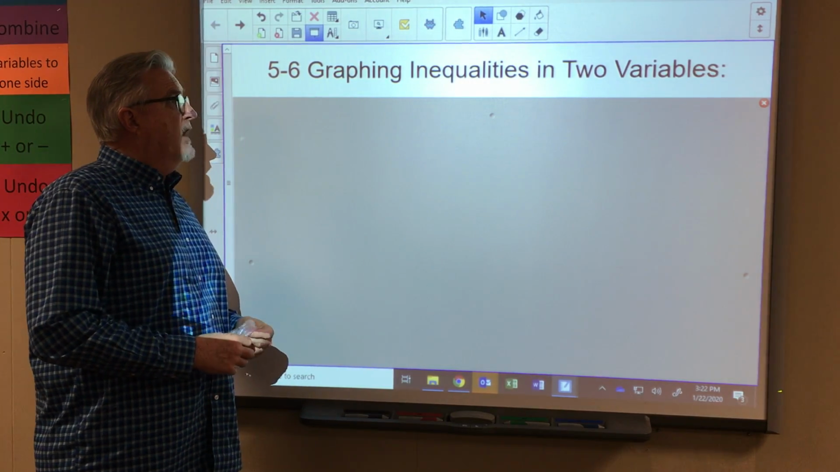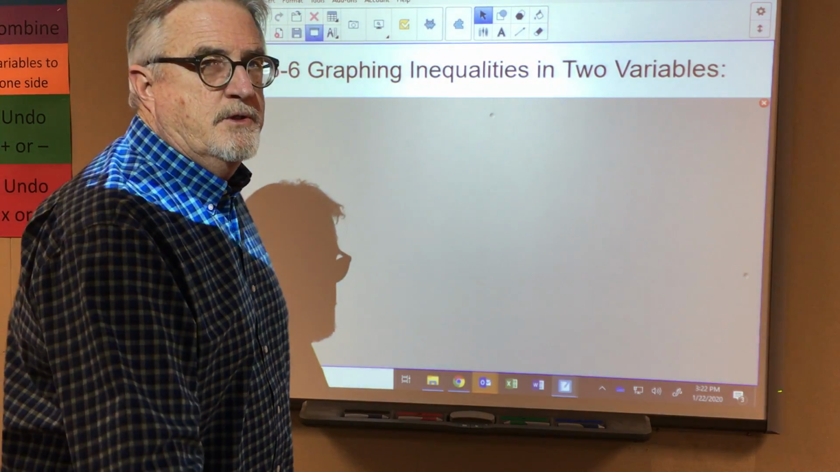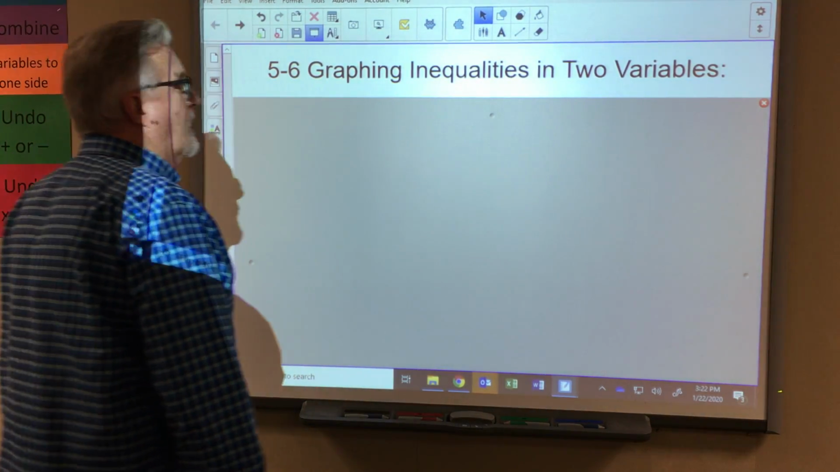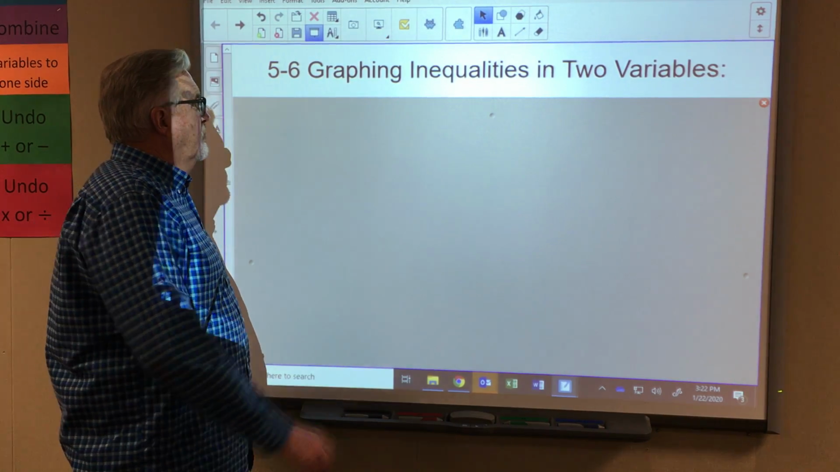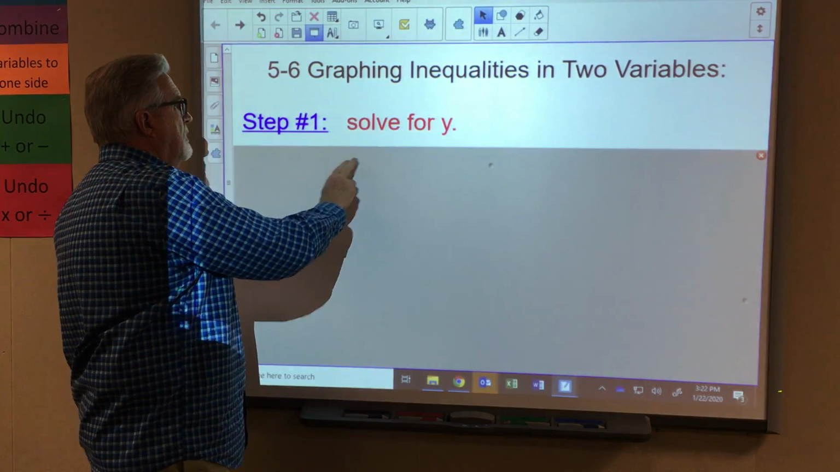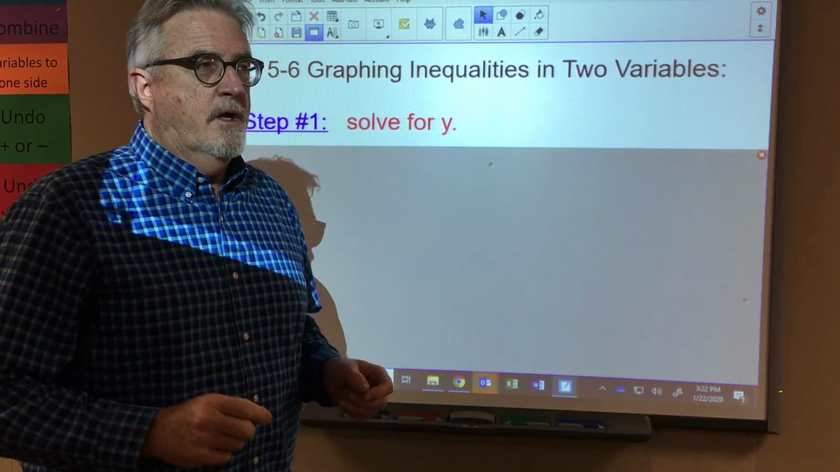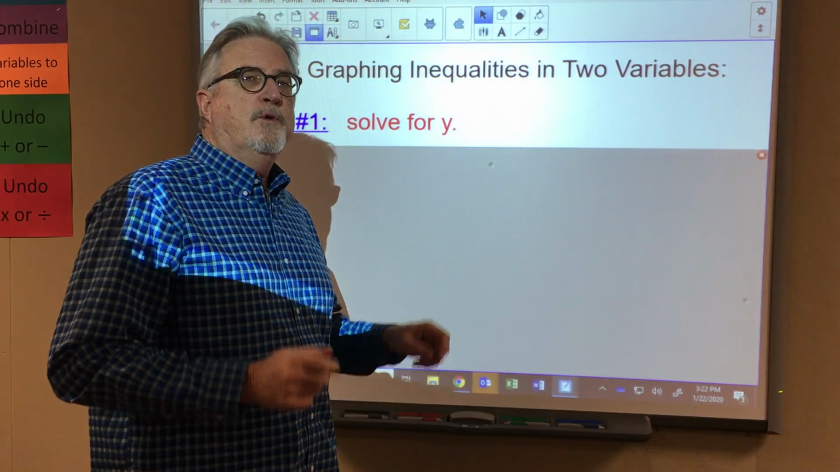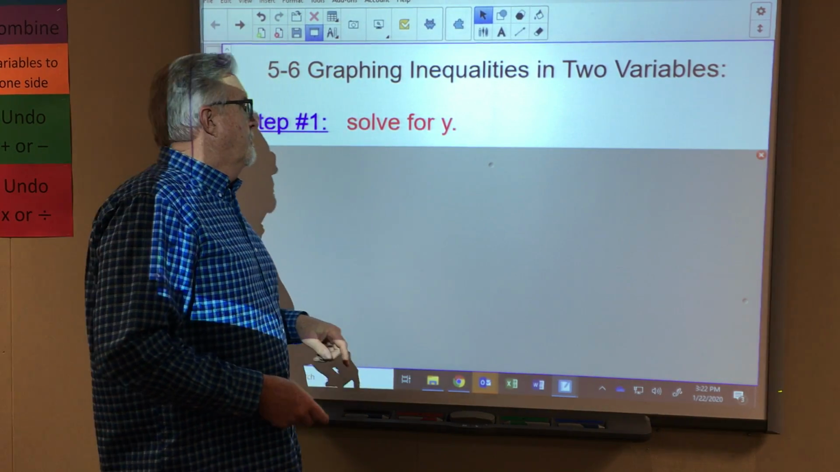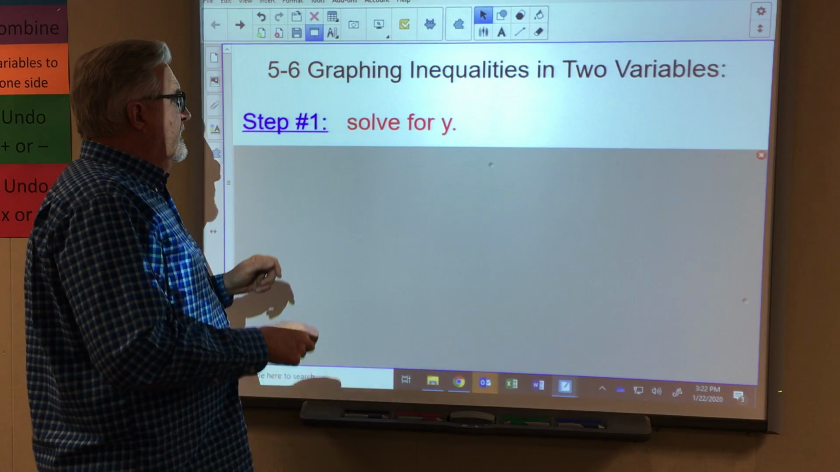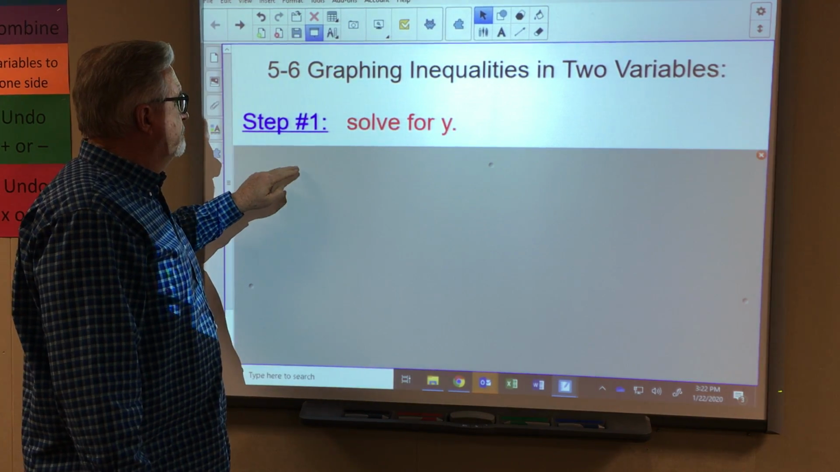Today's notes, graphing inequalities in two variables. If at any time you need to copy something down, just stop the video and copy down what you need. Step number one says solve for y. If the inequality is not already solved for y, you need to solve it for y by isolating y, by moving everything except for y to one side of the inequality.